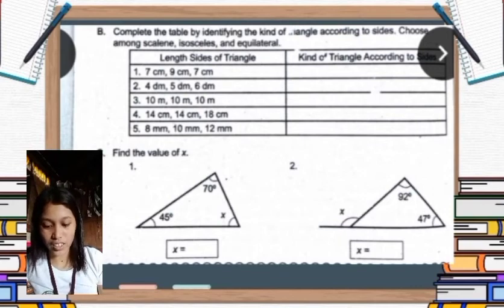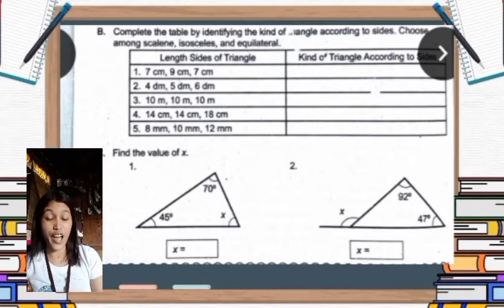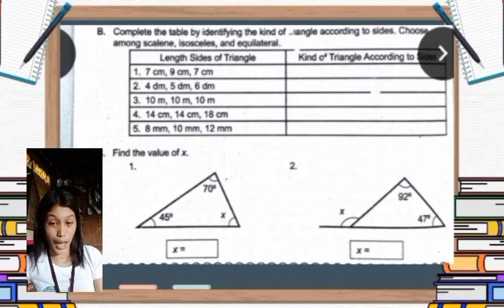So, number 3, 10 meters, 10 meters, and 10 meters. So, it is an equilateral triangle. The sides have the same measurement, they are equal. So, number 4, 14 centimeters, 14 centimeters, and 18 centimeters. It is an isosceles triangle, because two sides have the same measurement, which is 14 centimeters.